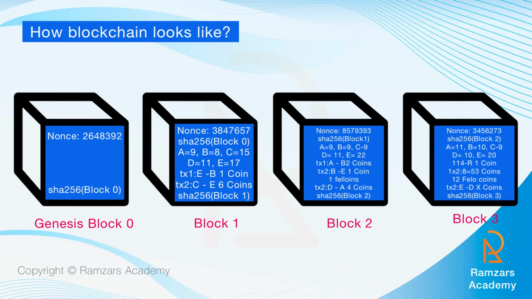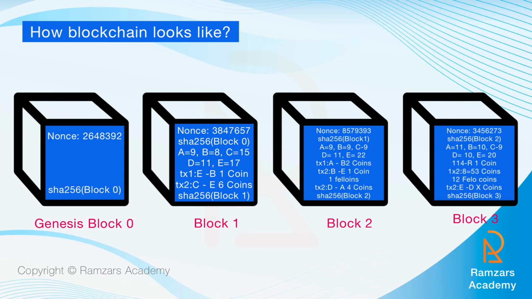As you can see in the Genesis block, there's something called a nonce, which is a small string-based number. Here, SHA-256 of the previous block, or block 0, represents the signature of the previous block. Since this is a Genesis block, we are not keeping the signature of the previous block.